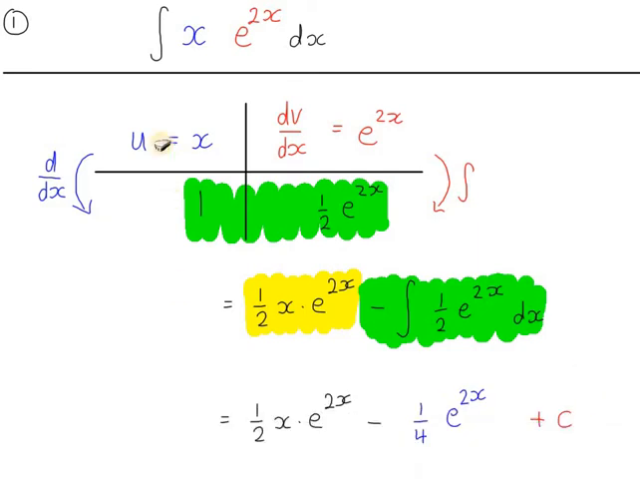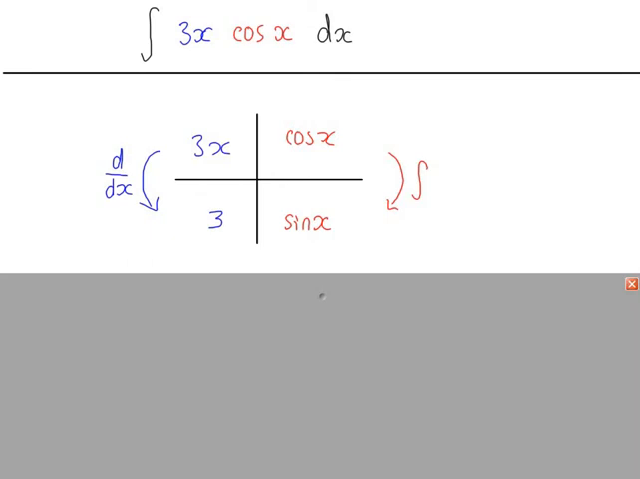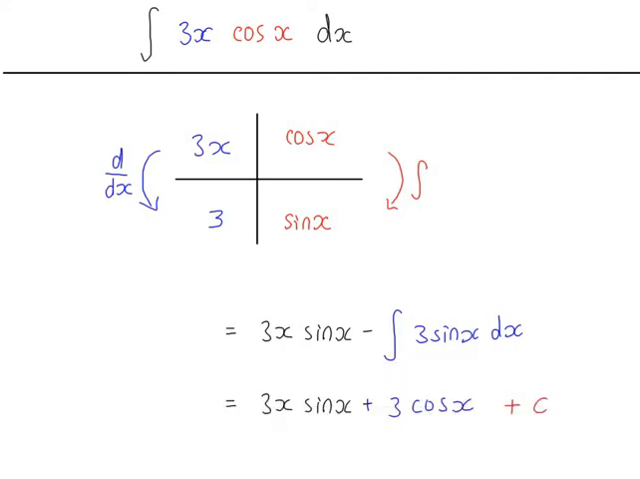To cut down on the working out even further, this u equals and dv by dx equals, I could eliminate those as well to get this. So I've done that for example 2. So 3x on the left, cos x on the right. Differentiate, integrate, and then cross multiply this way here, 3x sine x, minus the integral of, and then multiply these two, do the integration, and we're done. Not much working out really.